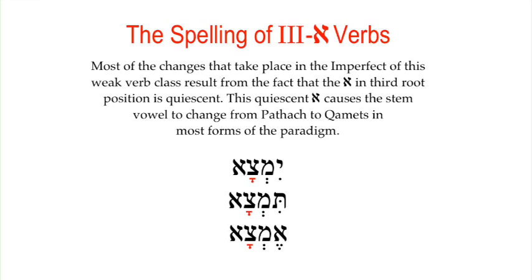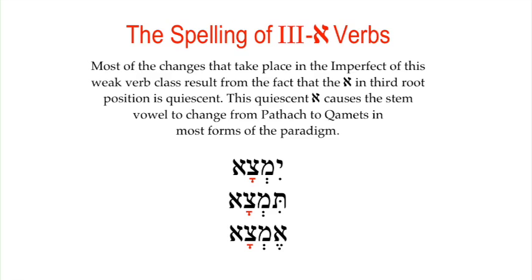The next category of weak verb that we will cover is the 3rd aleph category. Look at your screen with me. Most of the changes that take place in the imperfect of this weak verb class result from the fact that the aleph in the 3rd root position is quiescent or silent, something we already know about. This quiescent aleph causes the stem vowel to change from pathach to qamets in most of the forms of the paradigm. Now, this is the exact same thing that happened in the perfect 3rd aleph category, and so it's also happening in the imperfect 3rd aleph category. It's nothing new to learn, you're just seeing it applied to a different context.